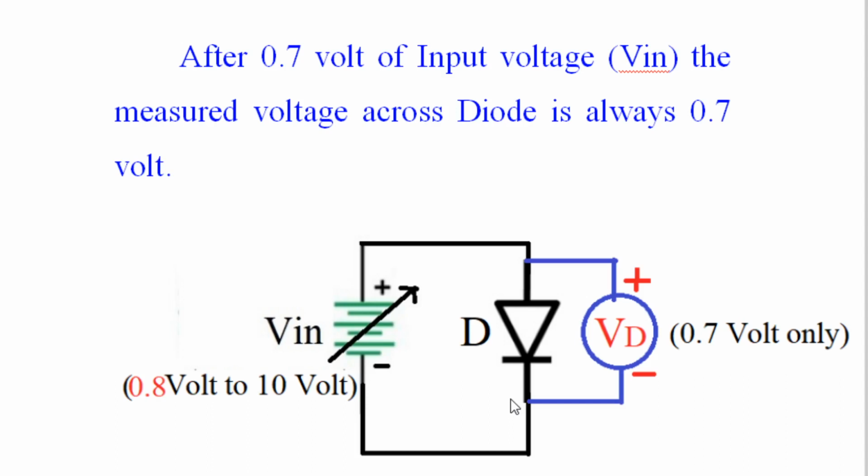In another language, it is also called the voltage above 0.7 volt gets dropped across the diode. Drop across the diode means short circuit only, and this is a very important thing here. Even if you apply 10 volt, out of that 10 volt, 9.3 volt gets short circuited by the diode, and only 0.7 volt is measured across the diode as the voltage Vd, the diode voltage Vd.